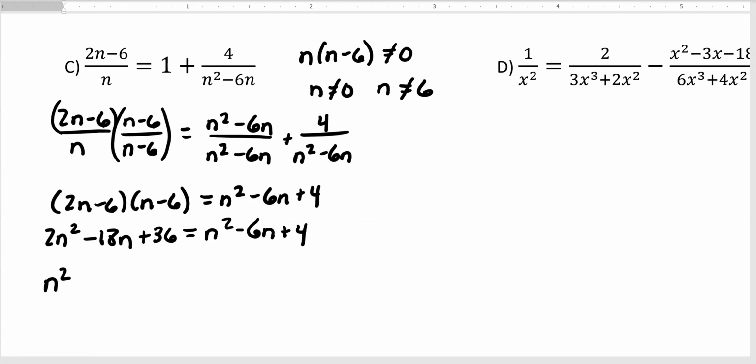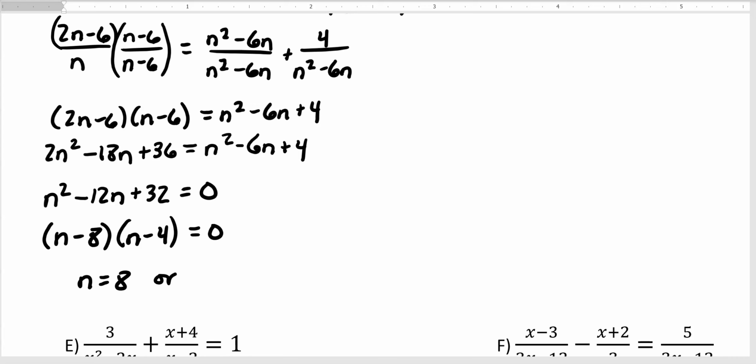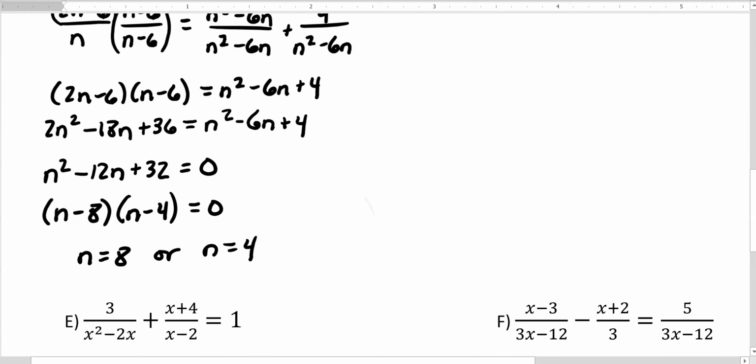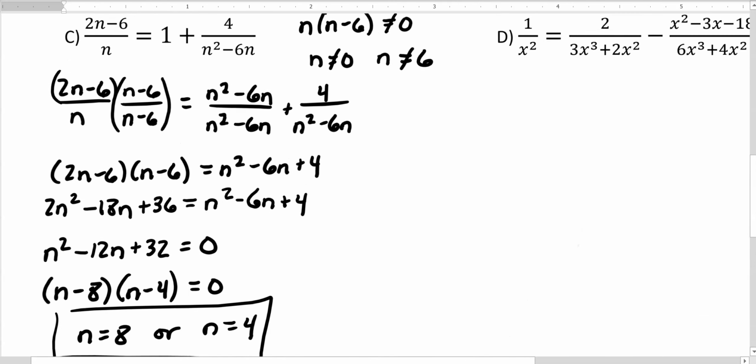Subtract the n squared, that gives me n squared. Subtract the negative 6n, so that would be adding, right? So if I subtract a negative, I add 6n to both sides, so that would be negative 12n. Subtract 4, that gives me 32 equals 0, right? Because I'm dealing with a quadratic when it said equal to 0. I can factor this: n minus 8 and n minus 4 equals 0, which is to say that n equals 8 or n equals 4. Now let's double check that with our excluded values. 0 and 6, 8 and 4, yep, that checks out. We are A-OK. Well done.